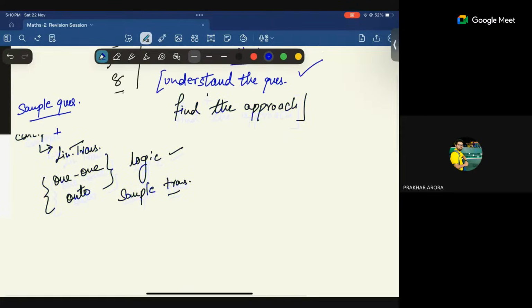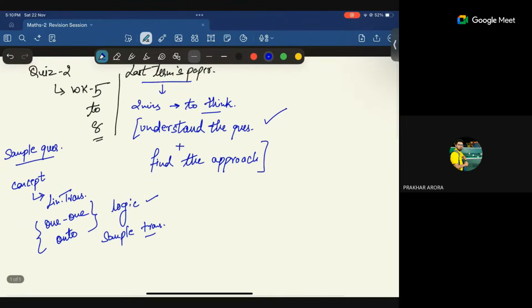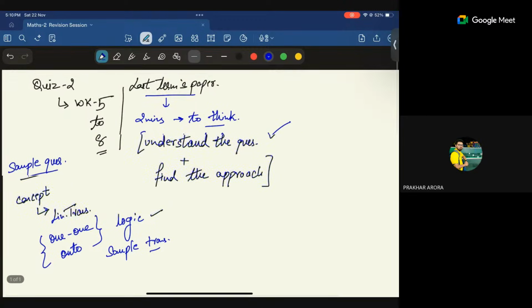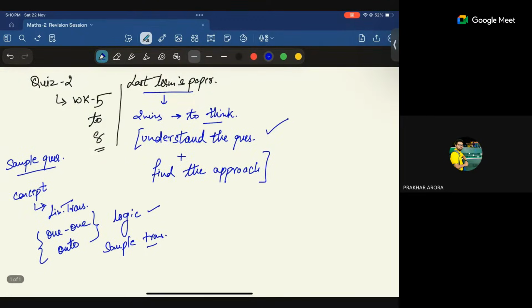This is how we are going to proceed in today's session. Before moving forward, is there anyone who has confusion in this part, what we are going to do? Anything here?